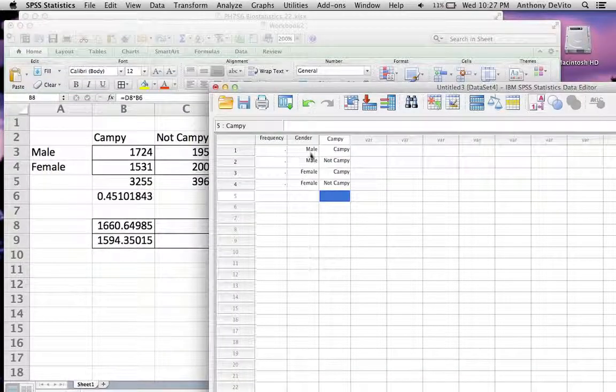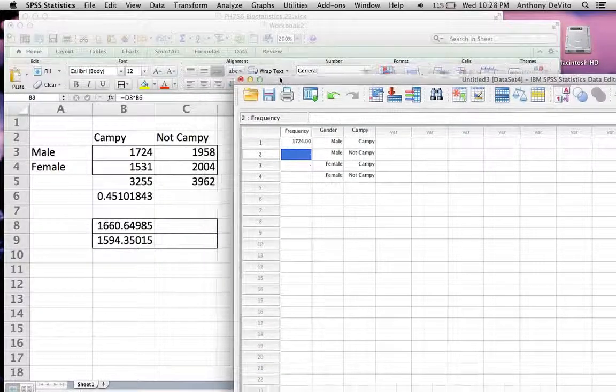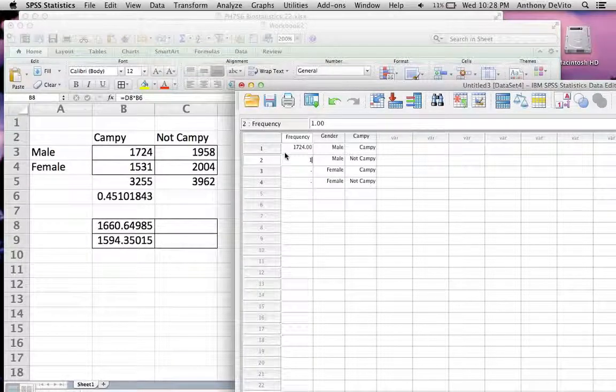So how many males had Campy? Males with Campy is 1724. It's a little tricky. Males without Campy is 1958. Females with Campy is 1531, and females without Campy is 2004. Those are all my observed values.